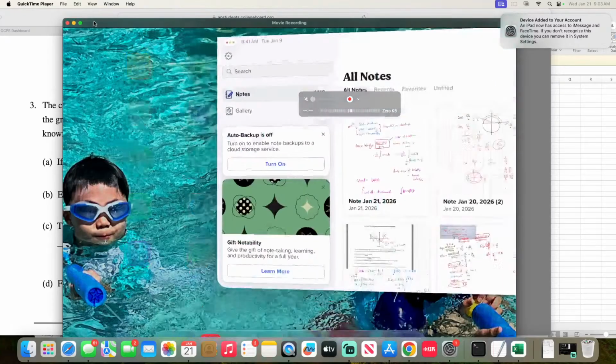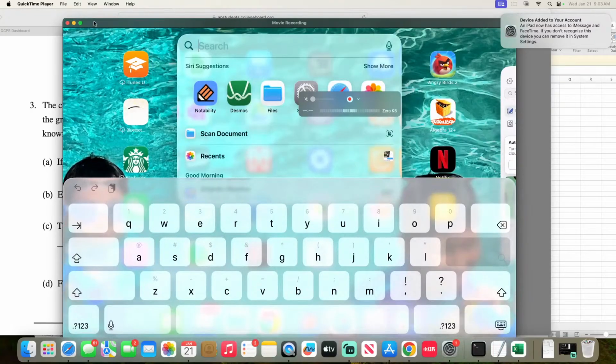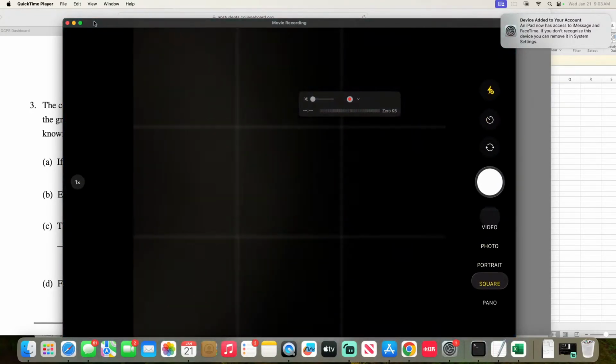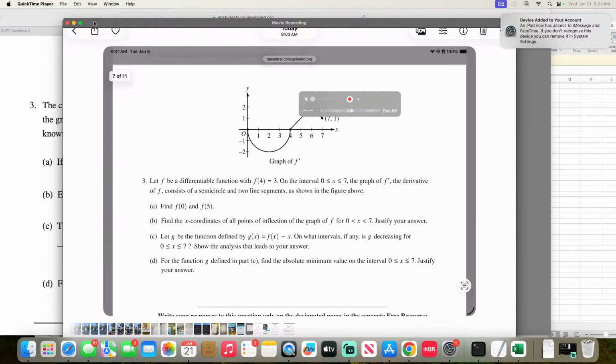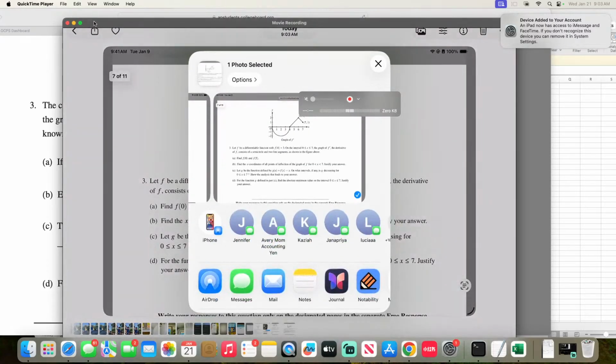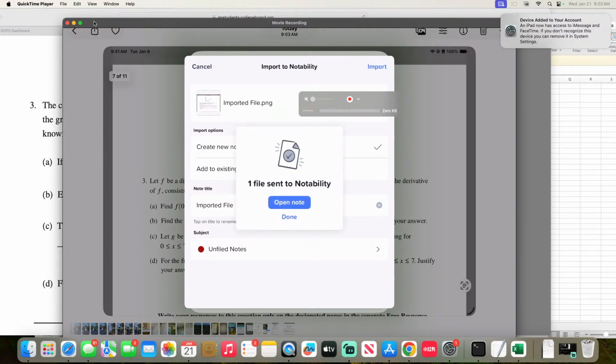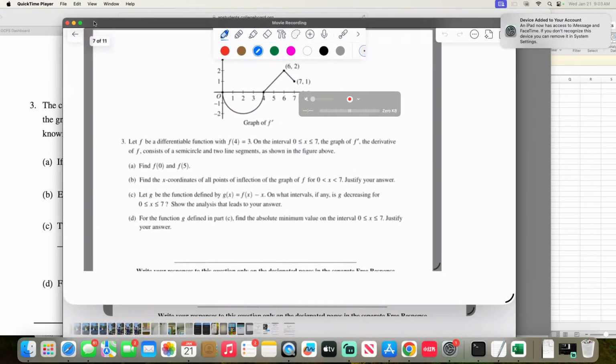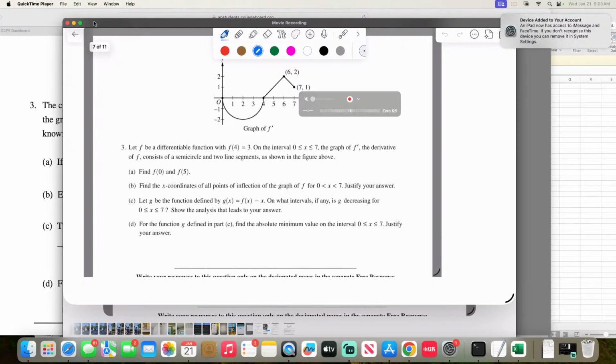Okay, so I'm going to post on Notability to try to go through it. Import open notes. So I'm going to look at all those things. The first thing is I see the initial conditions right here. So I know that I'm going to use that as a lower bound. And this is an f prime. So that's another thing I need to know, right?